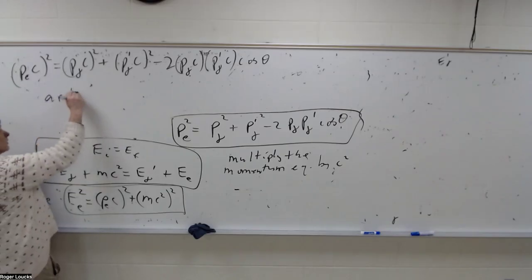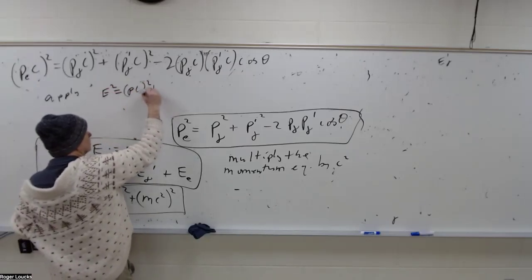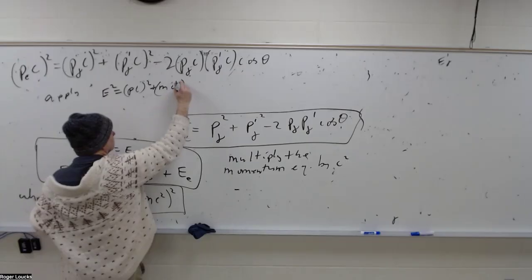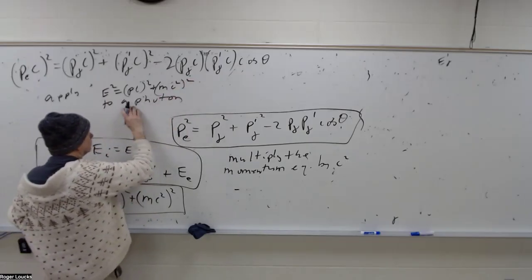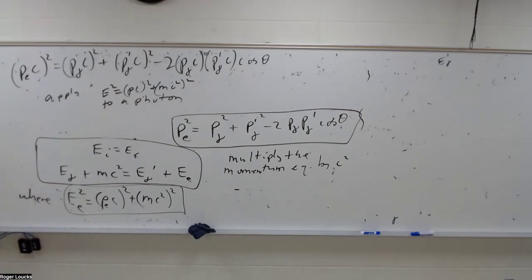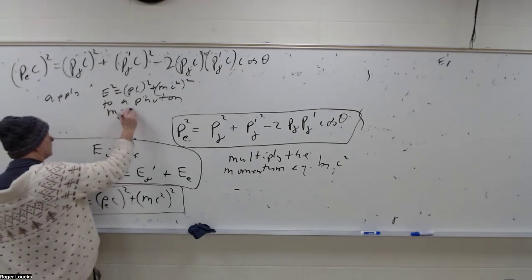Apply E squared equals P squared c squared plus m squared c to the fourth to a photon. We did this day one. What does that give me? What's the mass of a photon? Zero. Okay, the mass of a photon is 0.